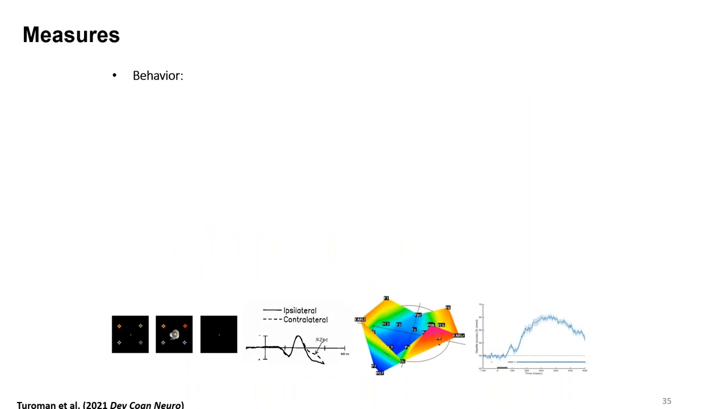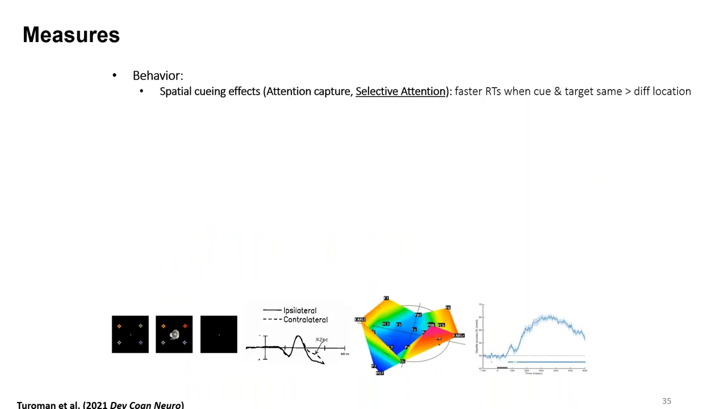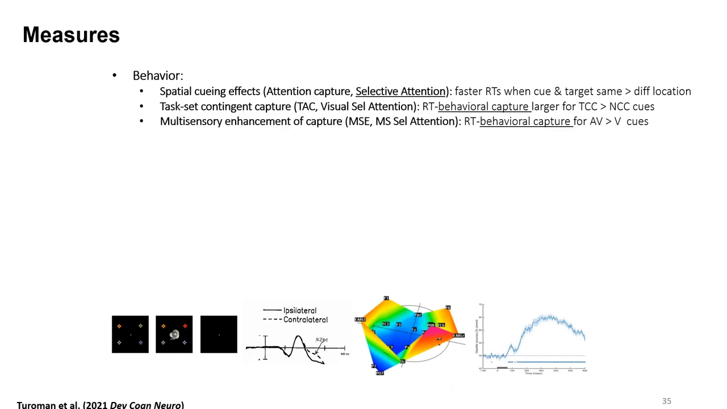Right, so our measures were extensive. We based the behavioral measures on spatial cueing effects, here measuring attentional capture, which are basically just faster reaction times when the cue and target share location as opposed to not. Based on this, we have an established measure of the strength of visual selective attention, the so-called task-set contingent capture, which shows that those distractors that share the color of the target capture attention, while those that don't do not. Finally, based on my work, we also designed a multisensory attention measure, multisensory enhancement of attentional capture, which demonstrates that audiovisual distractors capture visual attention more strongly than purely visual distractors.